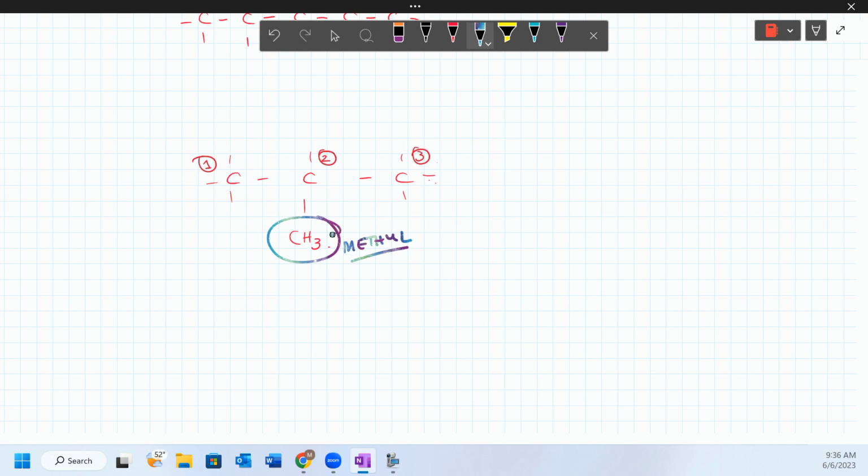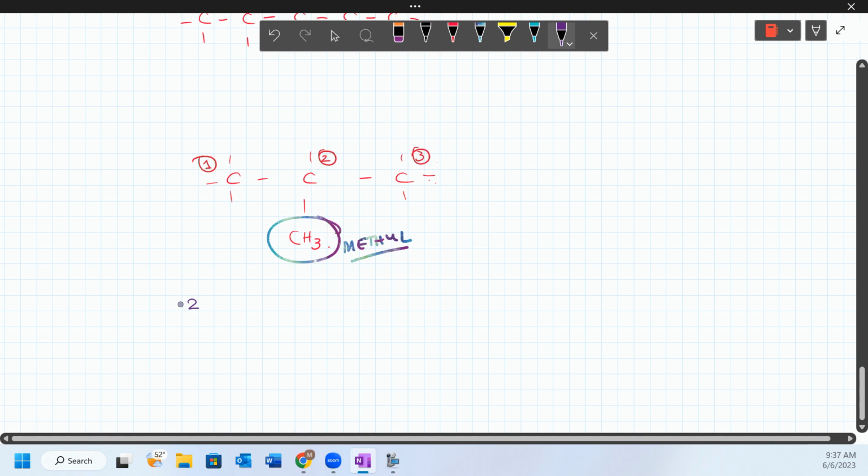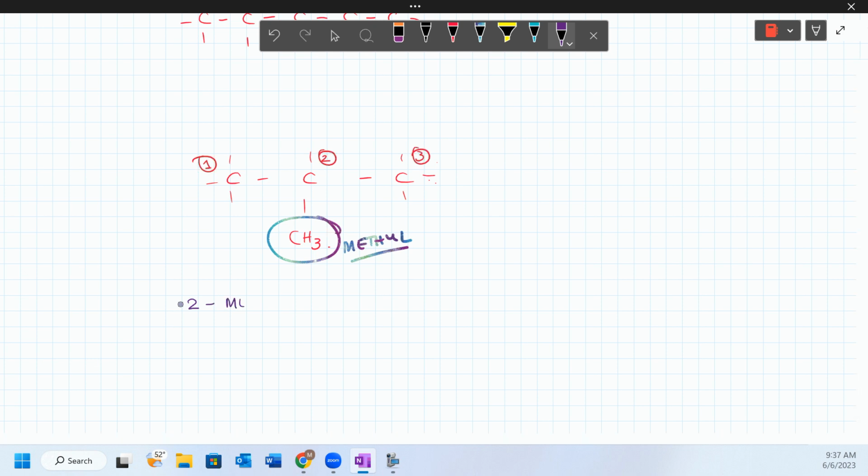So when we are naming this, since we have 1 branch, then we will say 2, that is the position of the branch, then the name of the branch, so methyl, and then the name of the chain. Since we have 3, we'll use prop, and it is a single bonded propane.